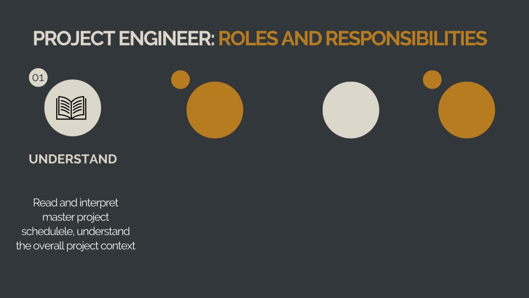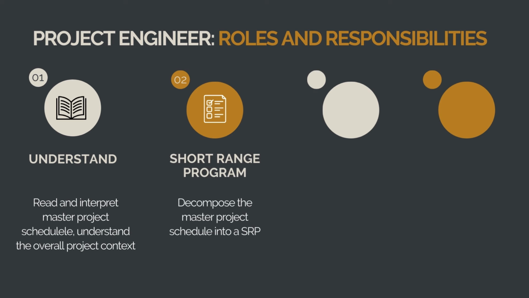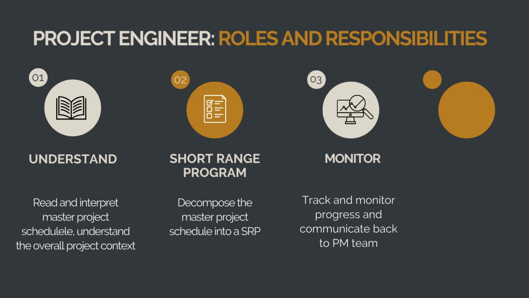The second is, from reading and interpreting the master project schedule, you need to be able to take out a chunk of this for your package of works and develop a short-range program. This is where you look at, say, an activity in the master project schedule and you decompose it into a highly detailed list of activities that you're going to use to manage the construction works on site and to coordinate everything that's happening.